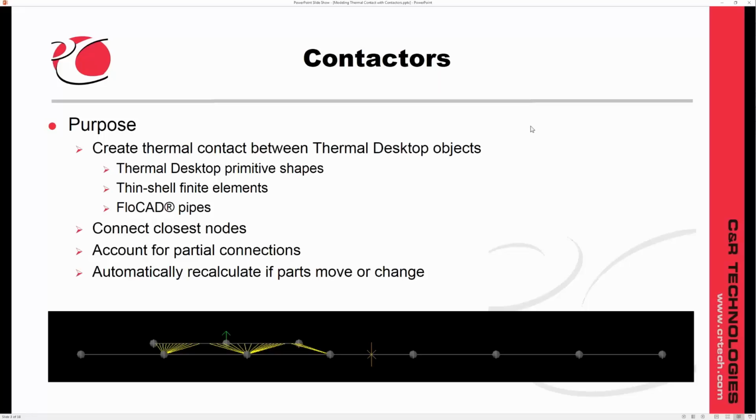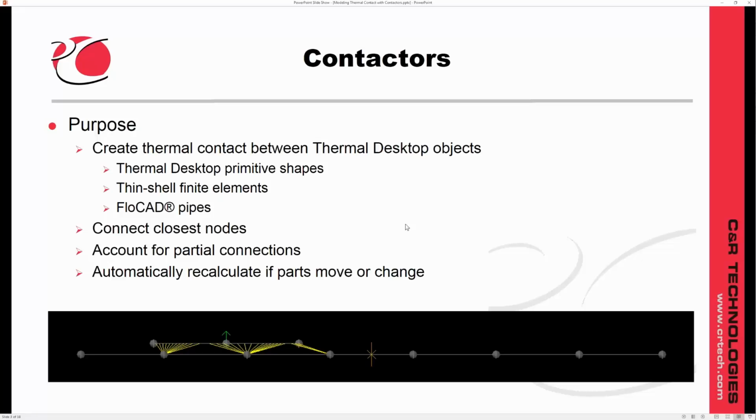Now, contactors are used to create thermal contact between Thermal Desktop objects. These objects could be any of the Thermal Desktop primitive shapes, thin shell finite elements, or FloCAD pipes. The contactors are going to connect closest nodes across the interface and also account for partial connections and even automatically recalculate if the parts move or change.